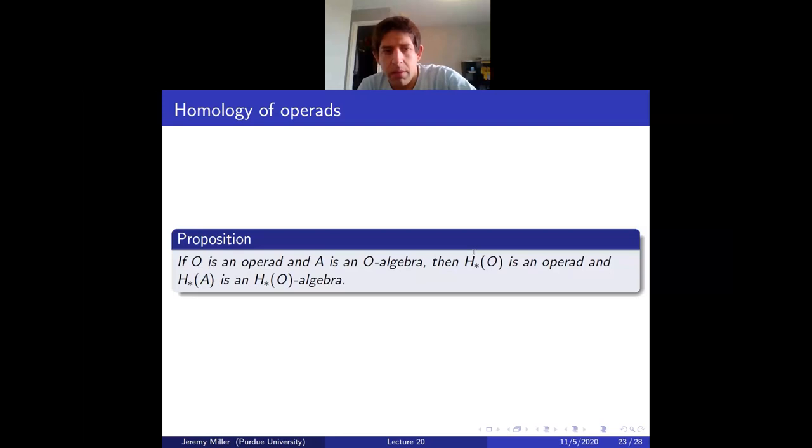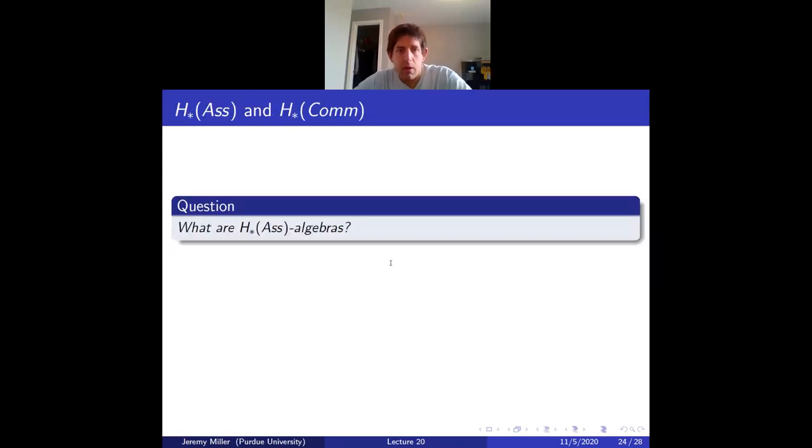Okay. So with that perspective, if O is an operad and A is an O algebra, and here, if I don't say anything, the default is in spaces, then the homology of O is an operad in the category of graded abelian groups, and the homology of A is an algebra over the homology of the operad. This is just sort of functoriality. You have a bunch of diagrams, you apply the homology functor, you apply Künneth, and this pops out.